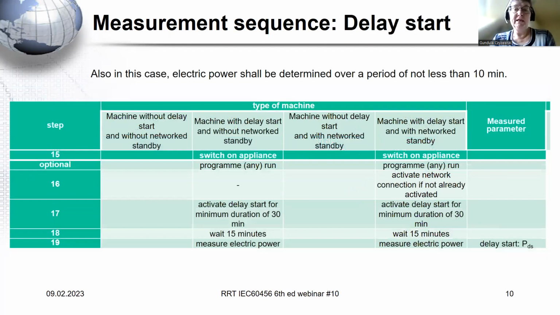Next point would be the delay start. So switch on the appliance, that's normal. If I would like to program a delay start, I can select any program. In case of connected machines, I have to activate network connection. And then you should activate a delay start for a minimum duration of 30 minutes. It can be any longer time, no matter, because after that you wait another 15 minutes and then you measure the electric power for a minimum of 10 minutes. So therefore, the minimum duration for active delay, that's easy to understand, should be 30 minutes.